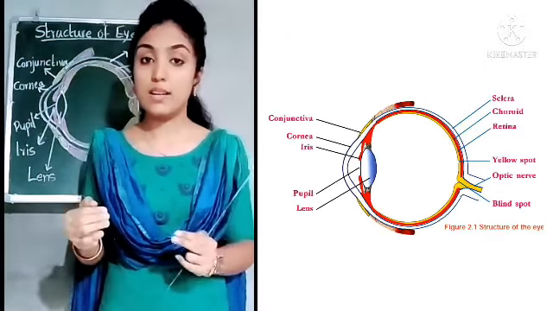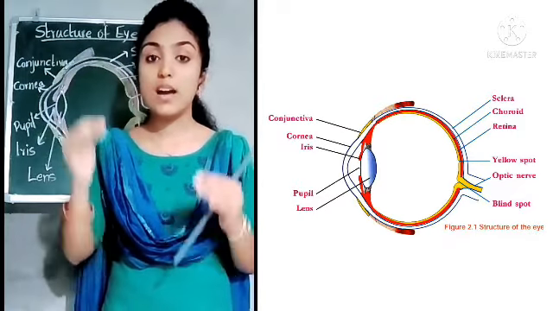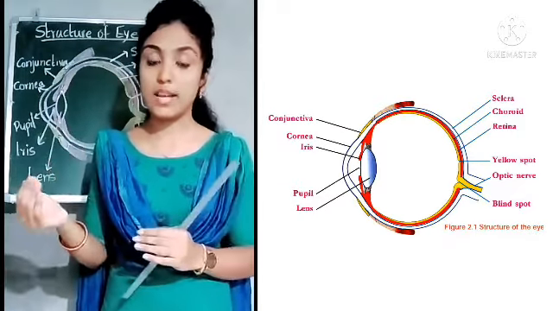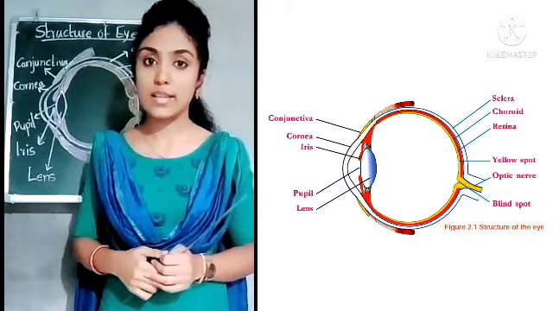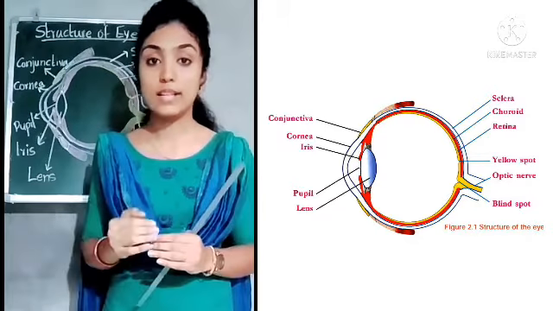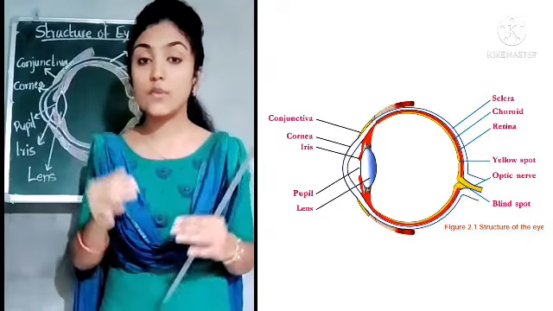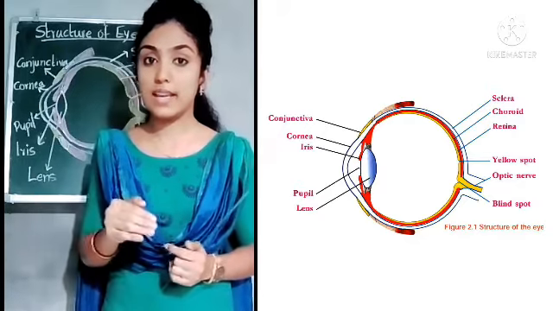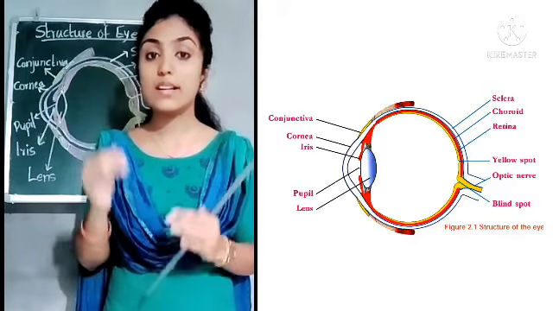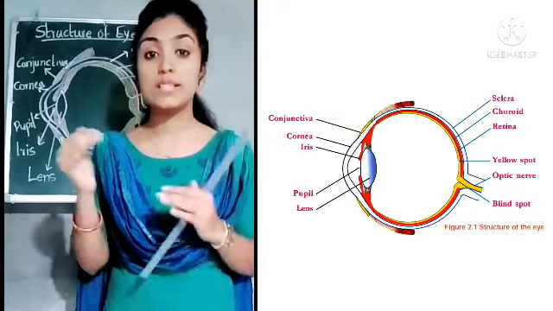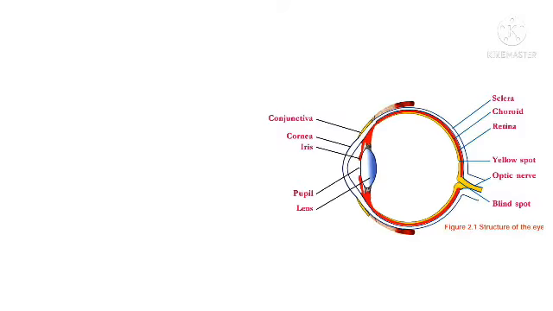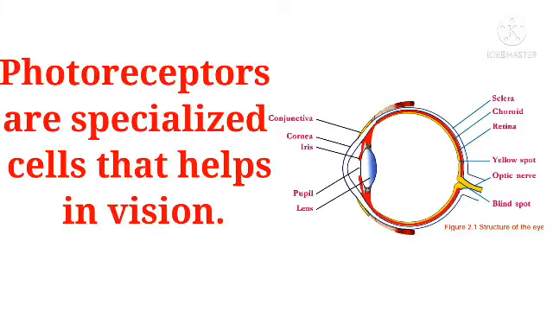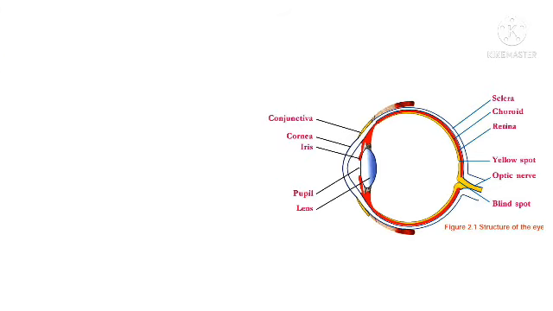So sclera, it is the white colored outer layer of eye that gives firmness to eyes. Then the middle layer, that is choroid, consists of a large number of blood vessels. And the inner layer, that is retina, consists of numerous photoreceptors. Photoreceptors are specialized cells that help in vision.